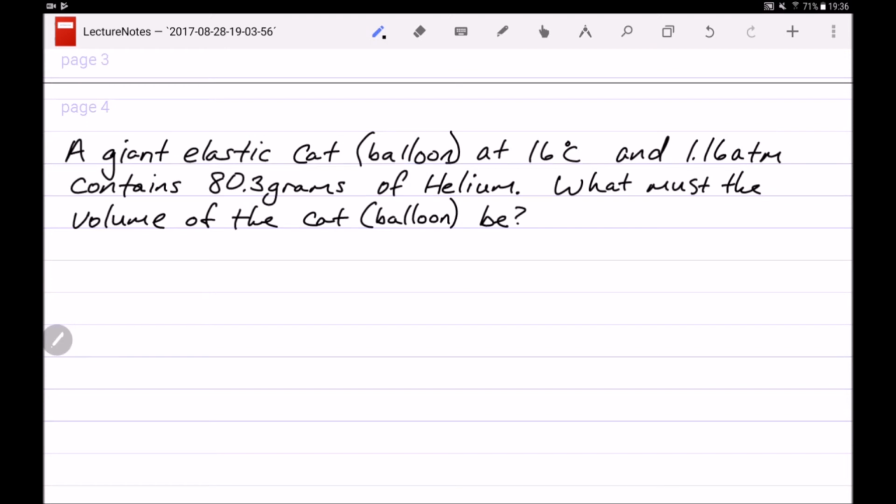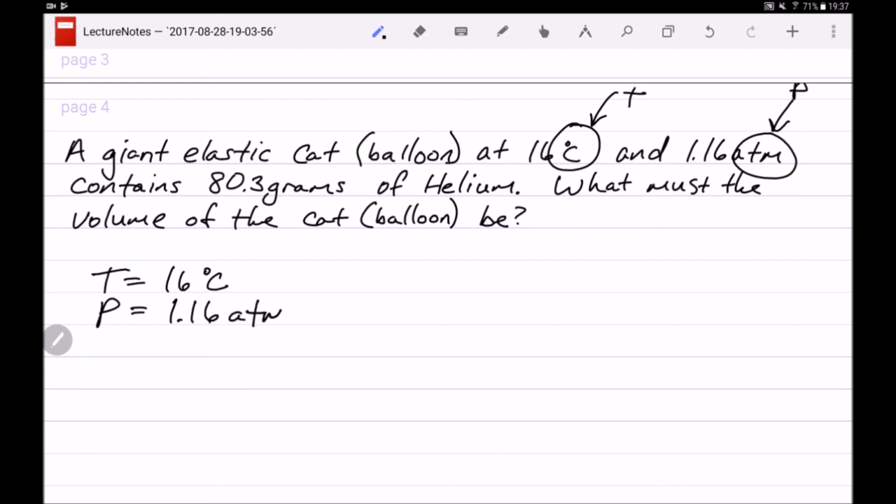Let's do another problem. A giant elastic cat balloon, probably a balloon, at 16 degrees Celsius and 1.16 atmospheres contains 80.3 grams of helium. What must the volume of the almost certainly a balloon cat be? So we have a temperature which is 16 degrees Celsius. I know that because degrees Celsius is a temperature unit. And then this one is a unit for pressure. So my pressure equals 1.16 atmospheres.